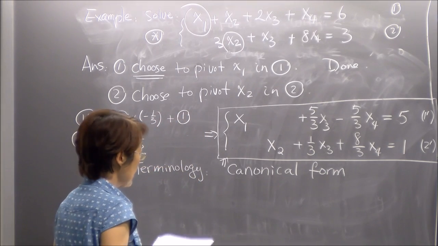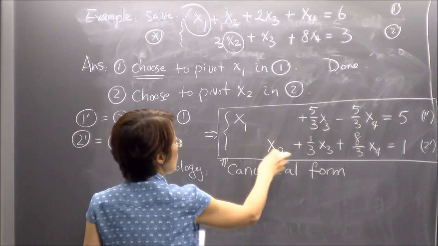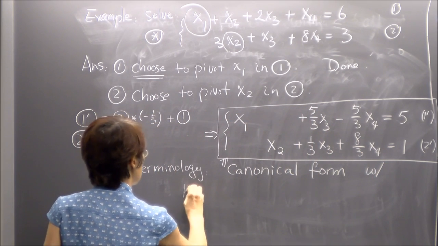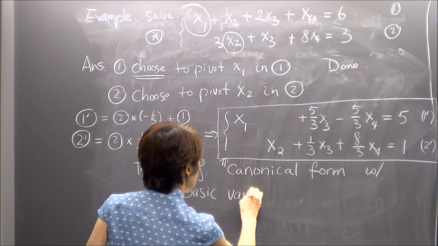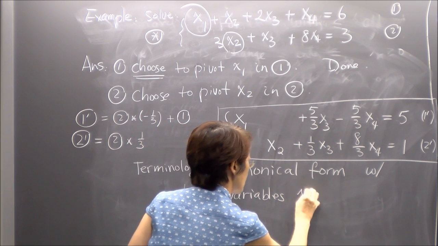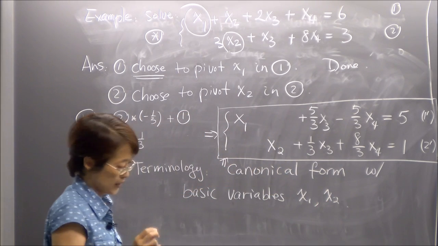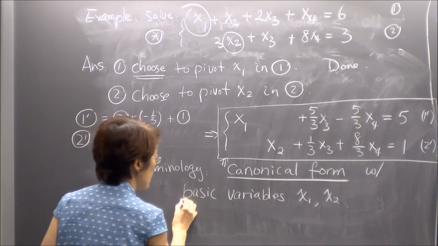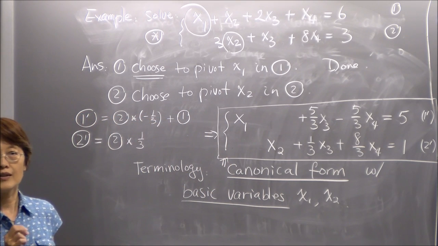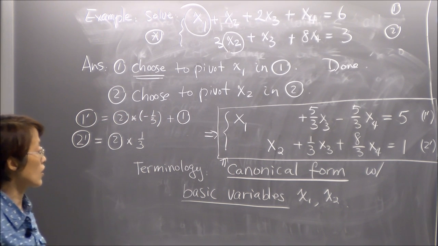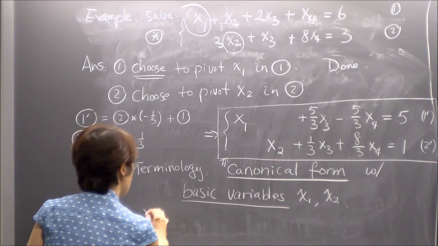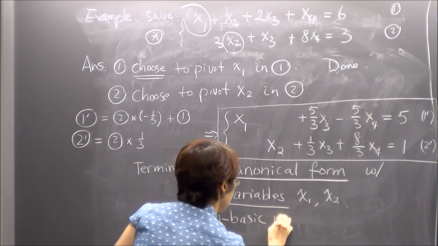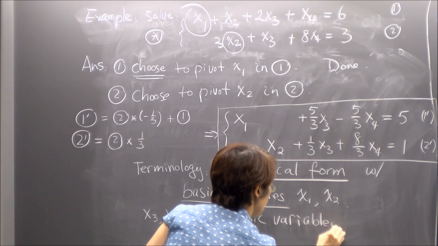Okay. It's a canonical form, and then of course, with respect to what variable you choose to pivot, right? So these variables have a name also. They are called basic variables. X1, X2. So is this definition clear? I'm defining two things here. One is the canonical form, and the other is basic variables. Those are the ones that you pivoted. And all the others are called non-basic variables. So x3 here, x4, they are called non-basic variables.